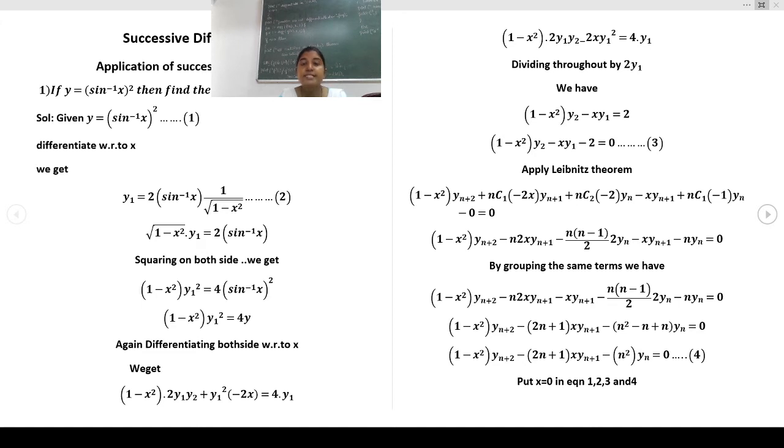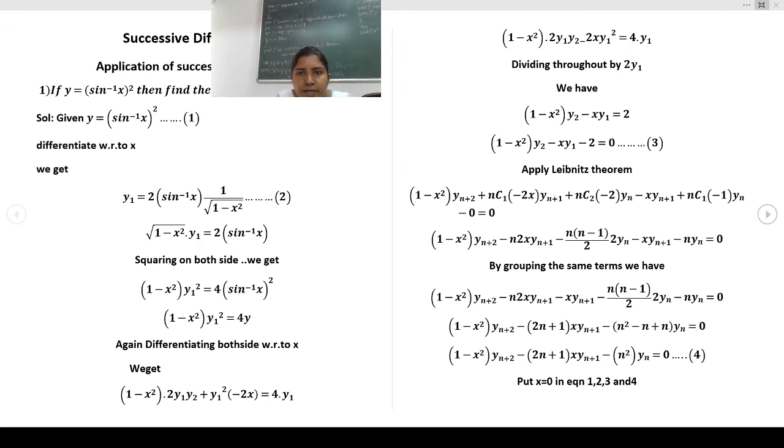By grouping the same terms, we have, look here, (1 - x²) y_{n+2}. The y_{n+2} term is only one, therefore I write as it is. Look at the y_{n+1} terms. There are two y_{n+1} terms. So in these two terms, x into y_{n+1} is common, and minus also there. So we have to group these two terms.